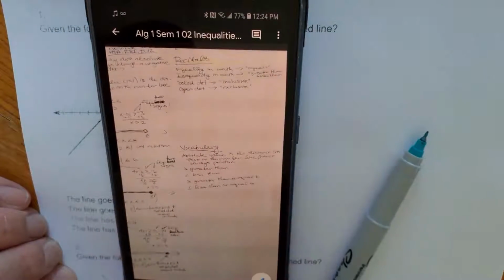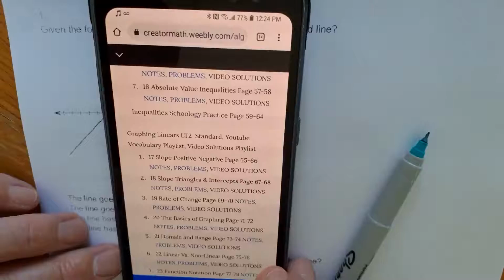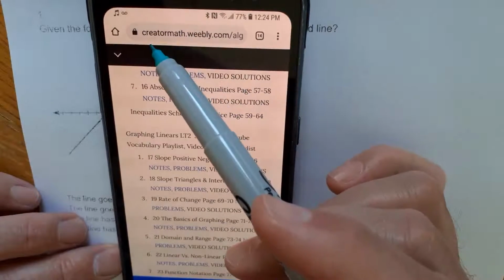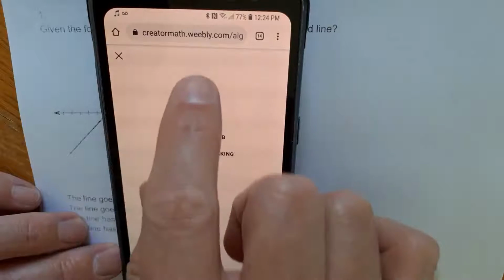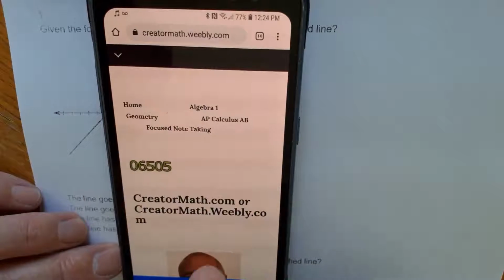They can be difficult to find. So if we go back, here's the address of the site, creatormath.weebly.com. Google that. If you do, hopefully you can get to this homepage.